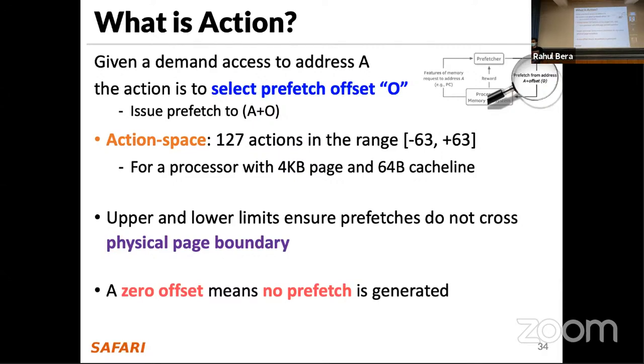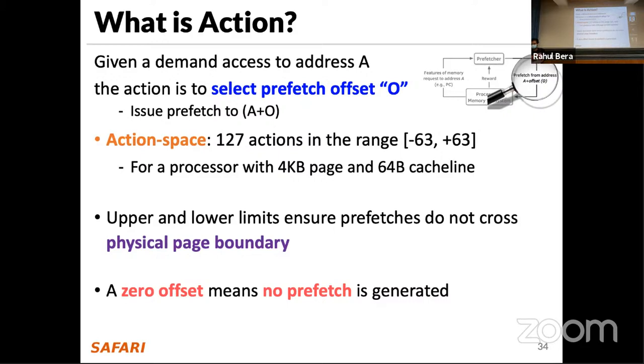So do we have any questions till now? Yeah, go ahead. So it's an offset that it predicts coming from the last memory access location, right? Yes, that's true. So it basically says that, okay, the program is currently demanding address A. Given this current demand, what do I want to prefetch next? So if the current demand is A, then I want to prefetch A plus O. Make sense? Yeah, I think that makes sense.